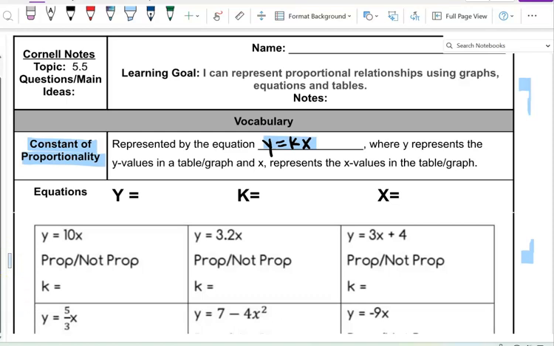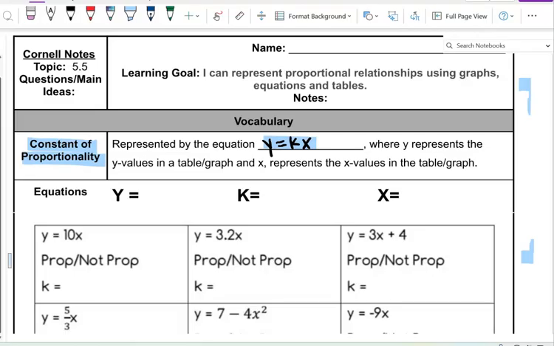All right, we are starting topic 5.5, which is constant of proportionality. Our learning goal: I can represent proportional relationships using graphs, equations, and tables. So first we need to understand what constant of proportionality is.